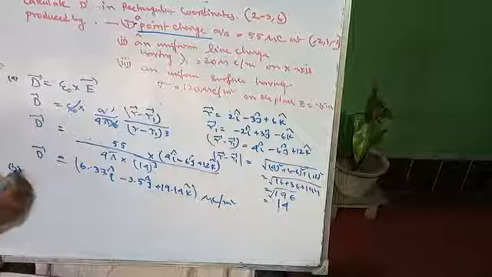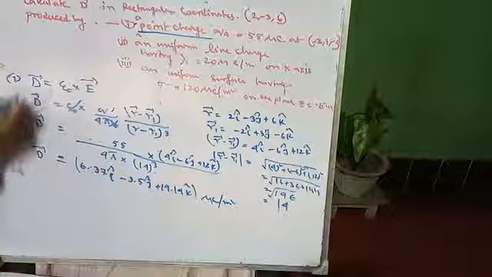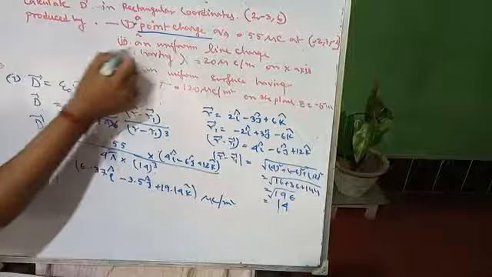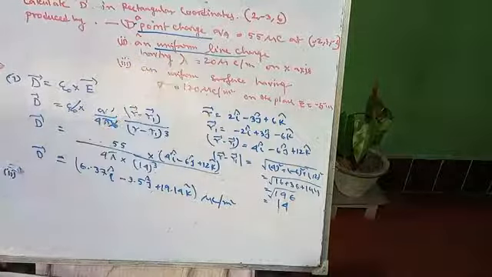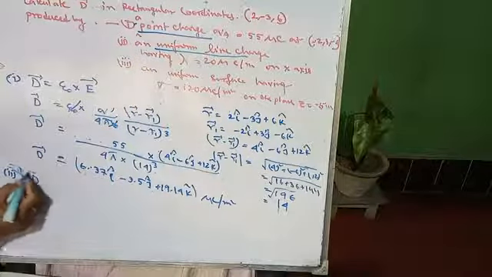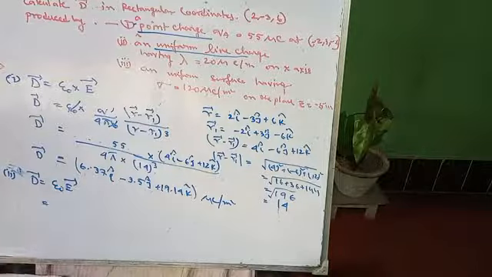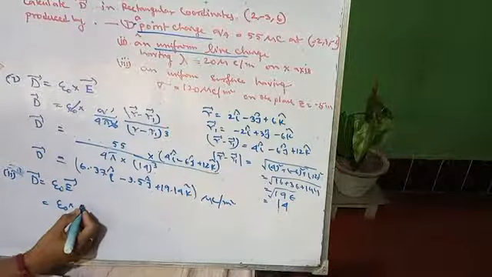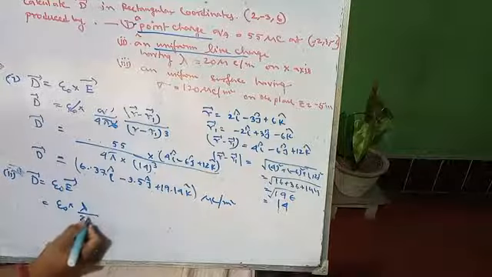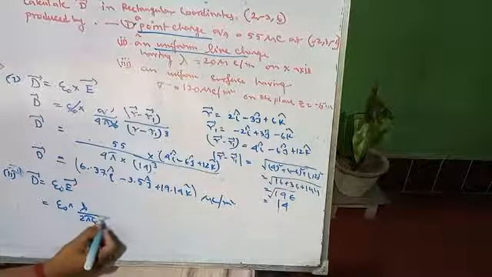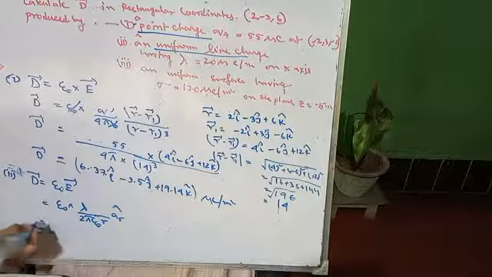Okay, so now for B, that is for Roman 2. Roman 2 means a uniform line charge. What will be the formula? Similarly, D vector equals epsilon naught into E vector, right? And D vector for this case will be epsilon naught into lambda by 2 pi epsilon naught r, of a_r cap. Okay, this is your ultimate answer.